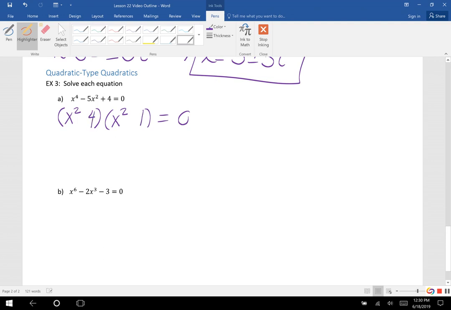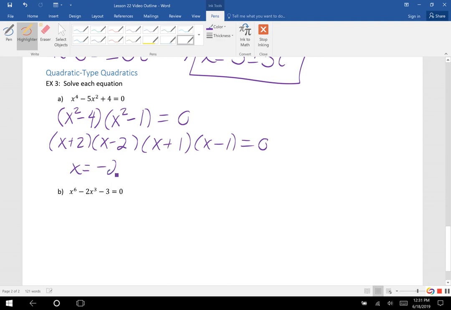If you make them both negative, that adds up to negative 5. You can actually factor this further. The x squared minus 4 is x plus 2, x minus 2. And the x squared minus 1 becomes x plus 1, x minus 1. And so that means you have 4 solutions. Negative 2, positive 2, negative 1, and positive 1.